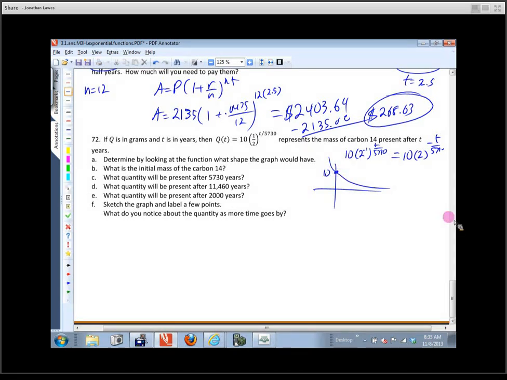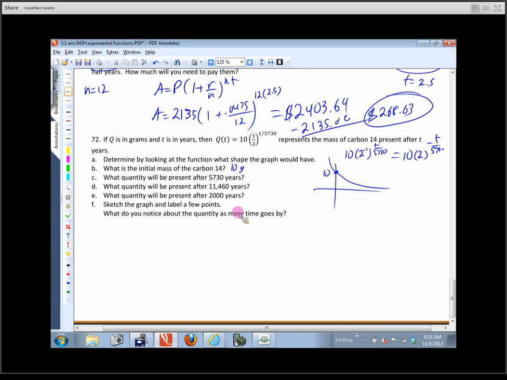All right? Then it says, what is the initial amount of carbon 14? What is the initial amount? What is the amount when we started this? 10. Plug in a 0. That's the answer right there. Okay? So we'd say 10 grams.